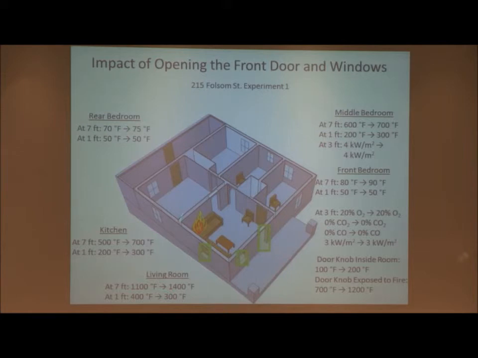The kitchen just behind the fire room ceiling goes up to 700. On the floor, it's going from 200 to 300. The front bedroom, again, is closed off. You notice that that's maintaining good temperatures, plenty of oxygen, no CO2, no CO, and a little bit of heat flux when the flames start rolling the porch and getting light in the window. The rear bedroom is also closed, and that's staying tenable. The middle bedroom here is open. Ceiling temperatures go from 600 to 700. At 1 foot above the floor, it's going from 200 to 300, and the heat flux is at 4 kW/m².